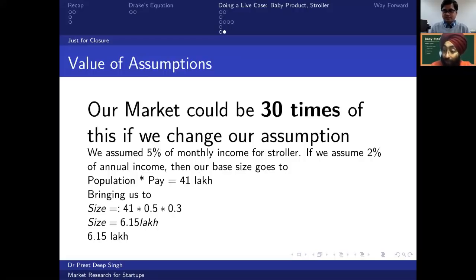6.5 lakh, by the way, is like a big number. 6.5 lakh, or 6.15 lakh, I'm sorry. 6.15 lakh into 25,000 is 1.5 into 10 to the power 10. 1.5 into 10 to the power 10 is the total revenue you're looking at if you change one assumption, right? Whenever you cover valuations, you will realize assumption is the basis of all valuation, right?